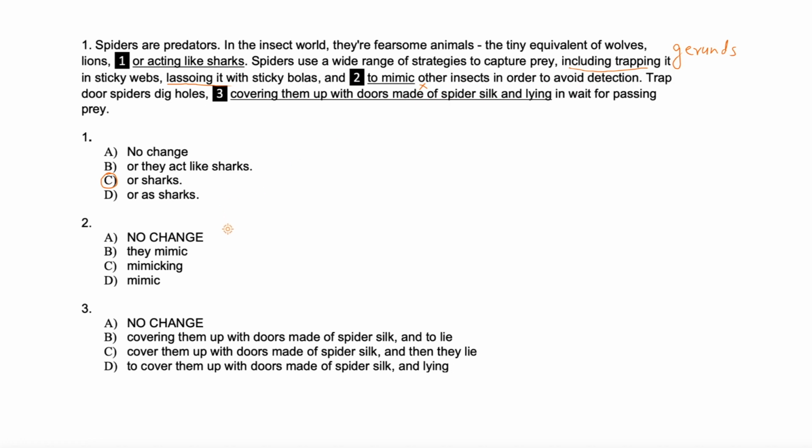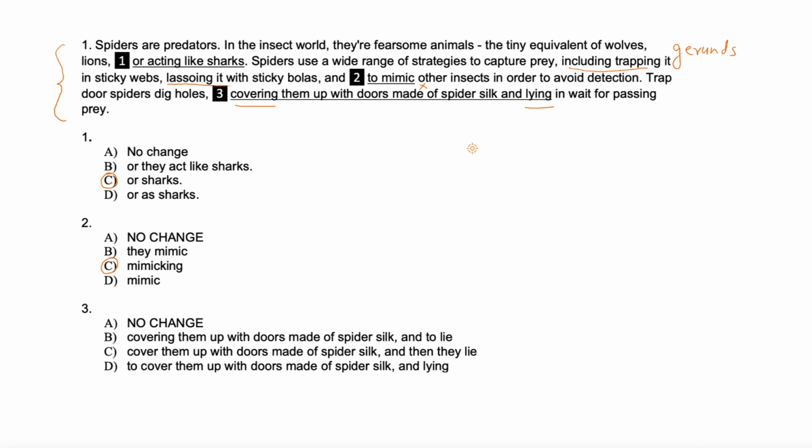Now let's have a look at the option choices. And we have got mimicking over here in option choice C. Last part. Trapdoor spiders dig holes, covering them up with doors made of spider silk and lying in wait for passing prey. Now this is interesting. And for this question, you need to read the entire paragraph carefully. And you must understand that the entire paragraph contains gerunds. And we have got gerunds over here as well, covering them up with doors made of spider silk and lying in wait for passing prey.